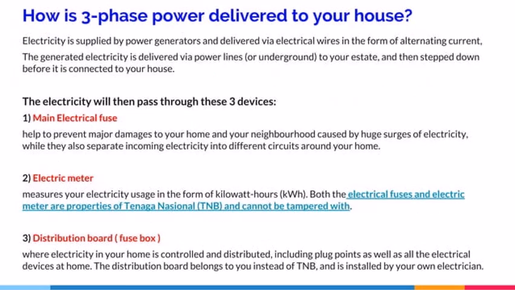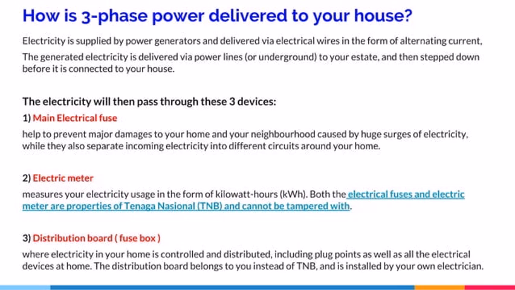Then, how is the power transmitted through the three-phase supply? Electricity is supplied by power generators and delivered via electrical wires in the form of alternating current. The generated electricity is delivered through the power lines to your estate and then stepped down before it is connected to your house. There are three main components to supply the electricity. The first one is the main electrical fuse, the other one is the electric meter, and the other one is the distribution board or the fuse box.